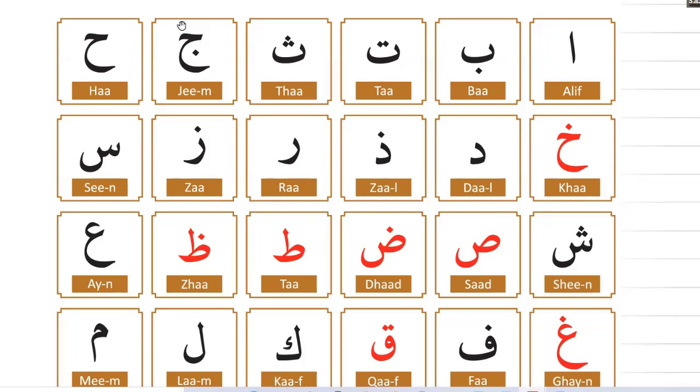Okay, so now let's move on to the next letter, and this is called dal. How can you recognize this letter? It is a kind of Pac-Man mouth shape, right? So this is dal. How will you pronounce this? Your tip of the tongue touches behind your front two teeth, right? Dal, dal, right?